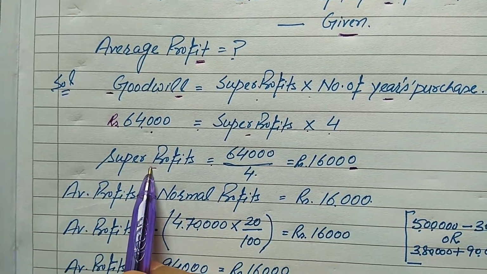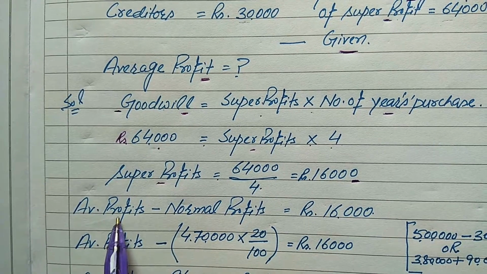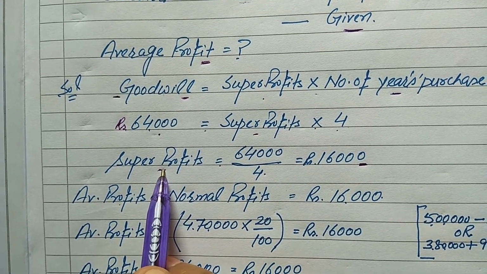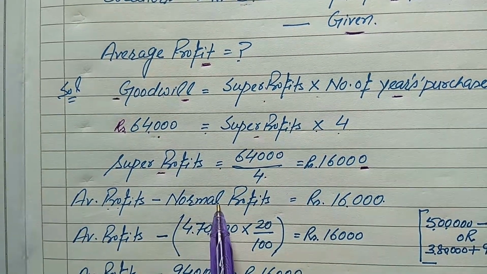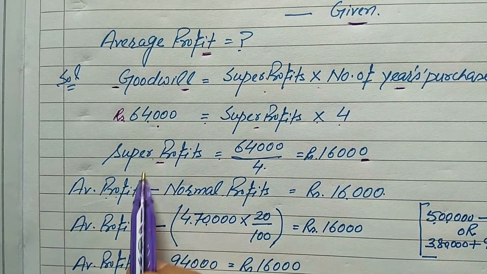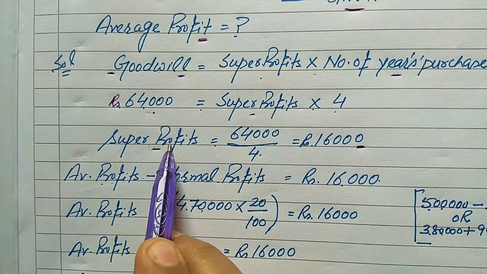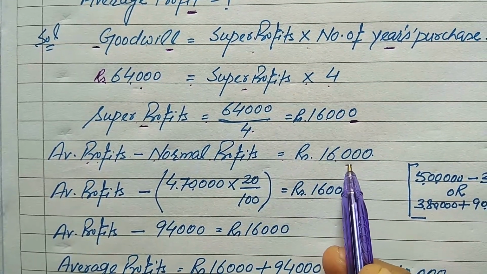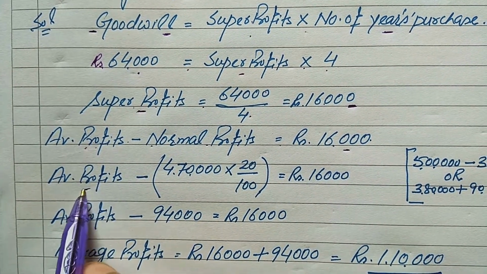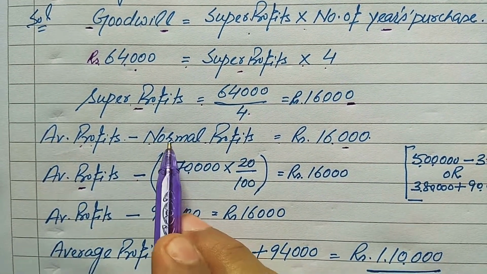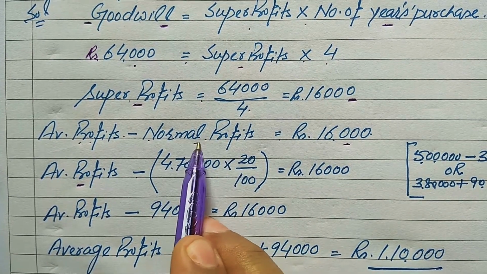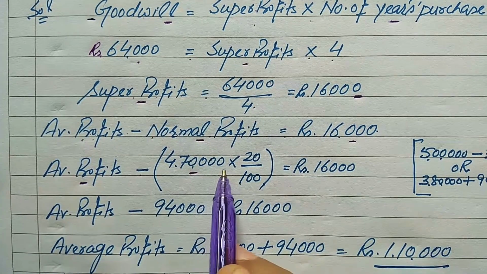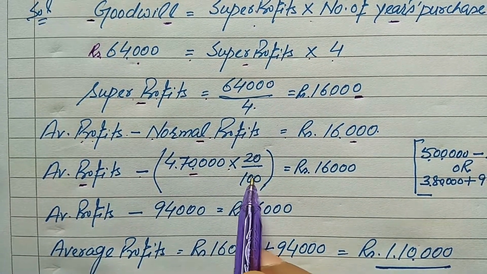Now we know that super profit is the difference between average profit and normal profit, and the formula for calculation of super profit is average profit minus normal profit. Here we are applying the formula of super profit. Average minus normal is equal to 16,000. Average profit, which we have to calculate, minus normal profit, and the formula for calculation of normal profit is capital invested multiplied by normal rate of return.